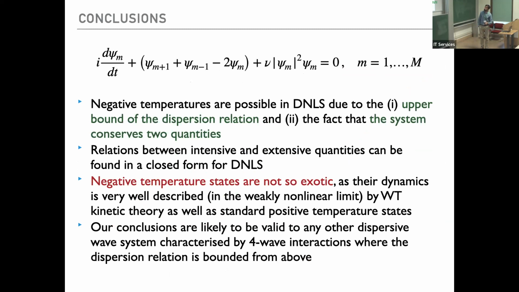So what are the conclusions? Negative temperatures are possible in the discrete nonlinear Schrödinger equation. And this is actually due to the fact that the dispersion relation of this system has an upper bound, and the fact that this system has two conserved quantities. So we can really play with the chemical potential and temperature in order to have still a distribution that is positively defined. One can obtain some analytical relation between the intensive and extensive quantities, which is nice. And in the end, negative temperatures are really not so exotic because they behave exactly like positive temperatures.